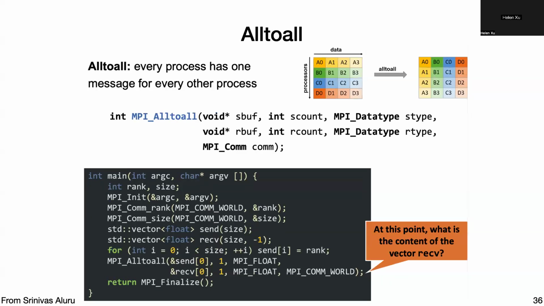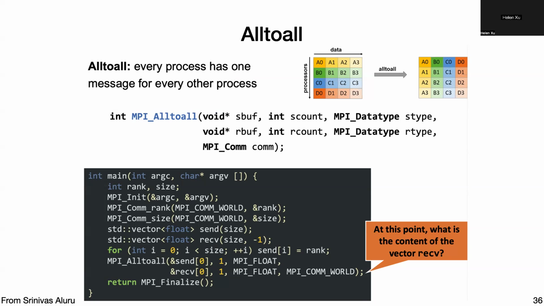And finally, there's all-to-all, where every process has one message for all the other processes. This is like a transpose. Again, the function signature is the same as all the other collectives. We have a send and receive buffer, which are now both equal to size, which is the number of ranks, and then we pass in send and receive.